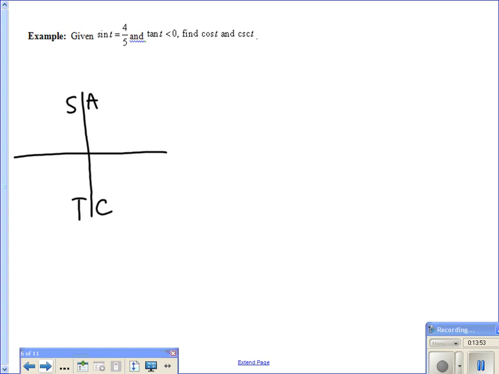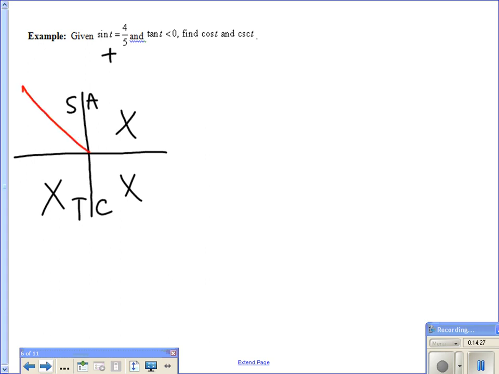For this one, the sine of t is 4/5, so sine is a positive trig ratio, and the tangent is going to be a negative value because it has to be less than 0. Tangent is not negative in this quadrant, nor in this quadrant, so it can't be quadrant 1 or quadrant 3. Now let's look at the other two. Again, tangent has to be less than 0, and sine is positive. Sine's not positive in this quadrant, so we have to be in the second quadrant.